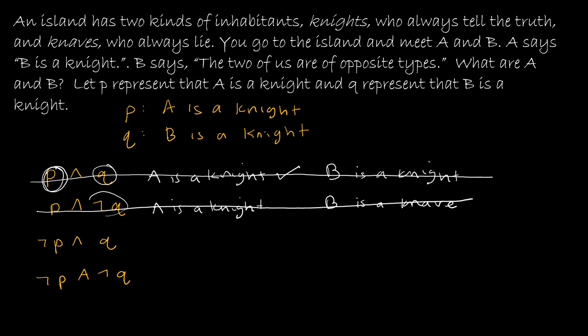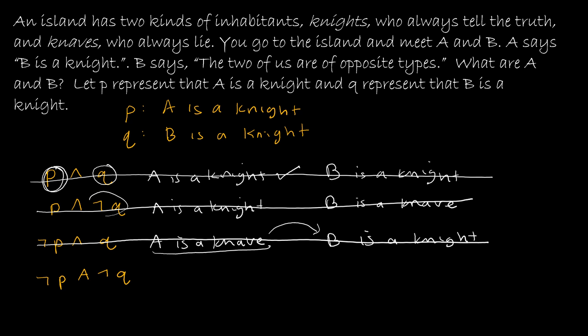This one says A is a knave and therefore is lying, and B is a knight. Let's see if this one could work. A says B is a knight. So A is a knave and says B is a knight, but A has to be lying. And if A is lying, then that means B must be a knave. So this one doesn't work. Clearly, by elimination, the last one is our solution, but let's take a look.